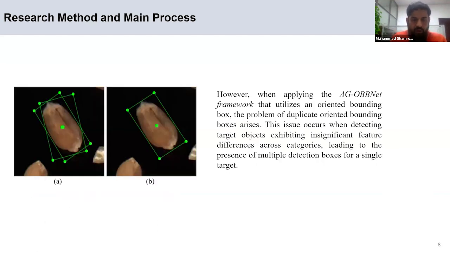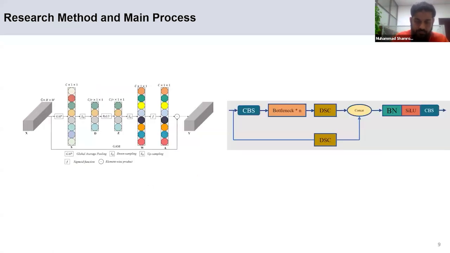Next, how can we detect it? First, when we apply the AGOBB net to a data set which has very high quality wheat grain images, we have to utilize the oriented bounding box. These issues occur when detecting target objects with significant feature differences across categories, leading to multiple detections for a single target.